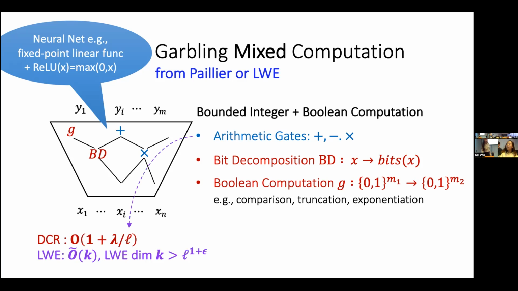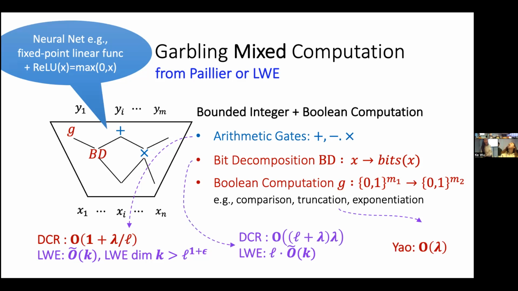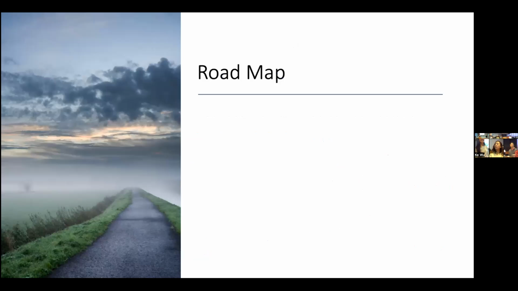What we can do is that the rate for garbling the arithmetic gate is the same as the arithmetic garbling. The rate for garbling the Boolean gates is the same as Yao's Boolean garbling. Conversion is a little bit more expensive, and depending on the trade-off, this may be worth it. That's all of our results.